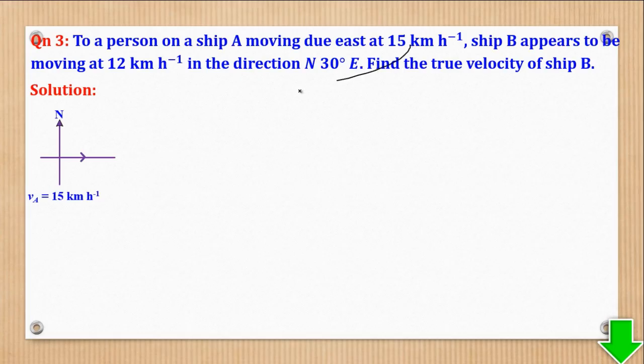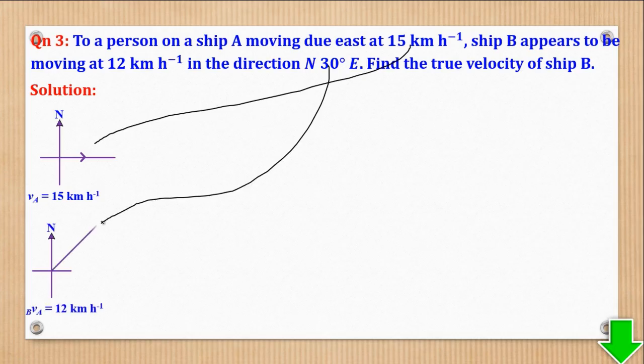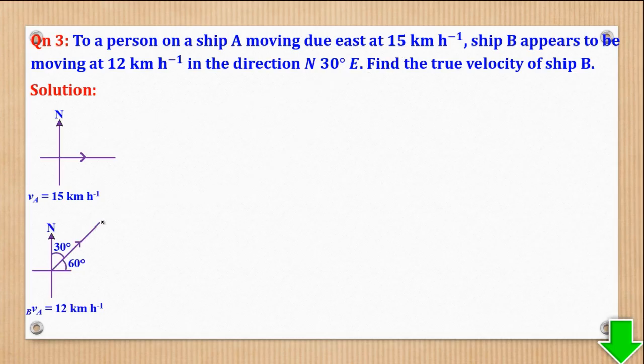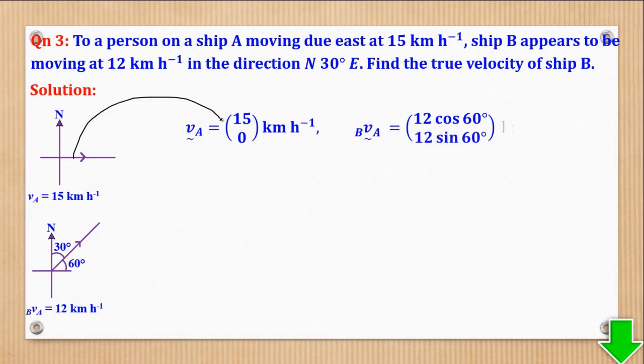So we shall make a sketch. This is for that due east. Then for this one is north 30 degrees east. So from there you can now get the vectors. This one is entirely horizontal. This one we shall come up with that positive horizontal, positive vertical.